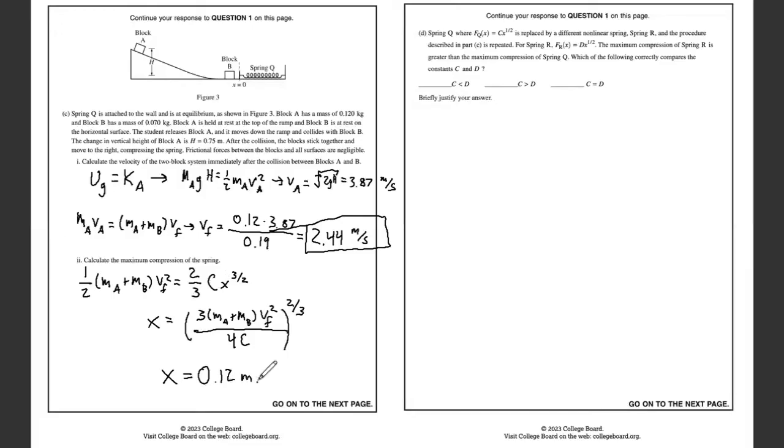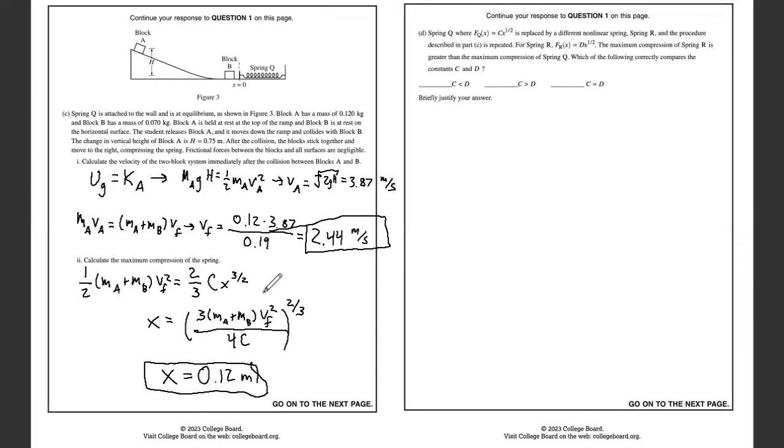Once you plug in c, right? C is actually 20 newtons per meter. That was given to us on the previous page. Again, we have the masses on this page, 0.12 and 0.07. And then we do have final velocity of 2.44. All right. Moving on to part D.